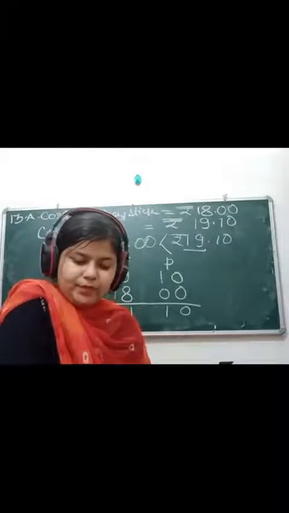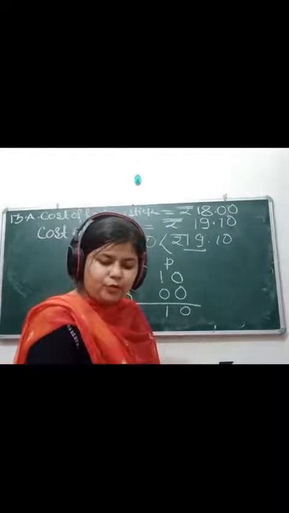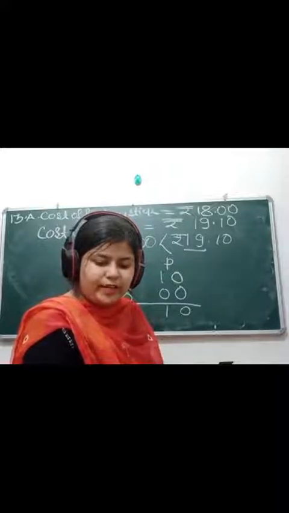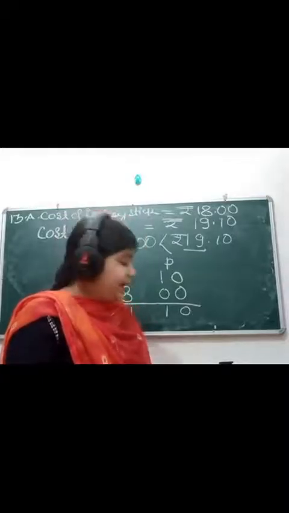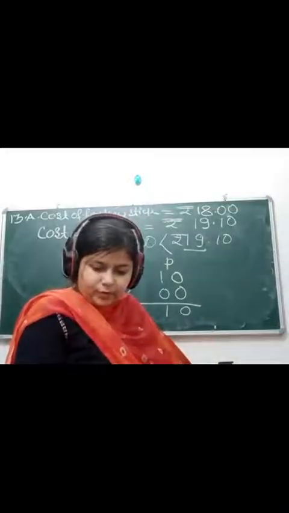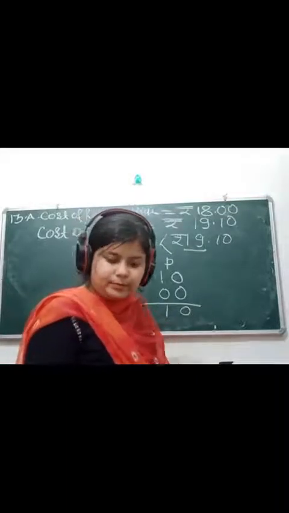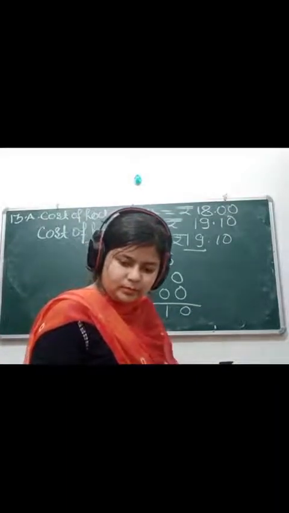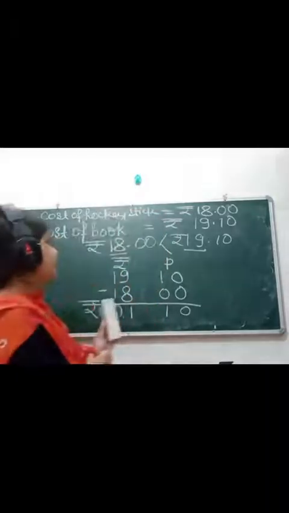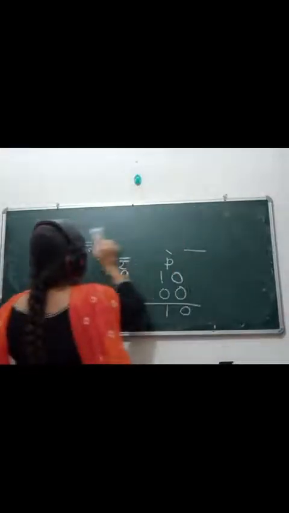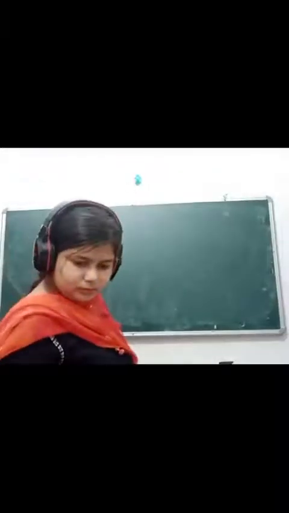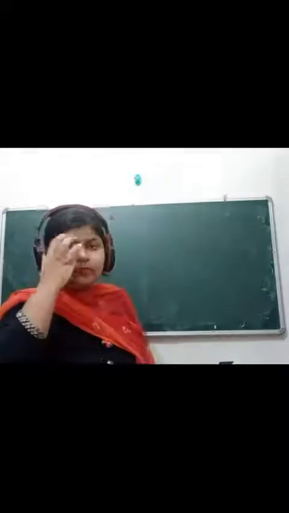Moving toward question number 14. Now in question number 14 what we have to do? Make a separate bill for each of the following and find the total cost. For each of the following we have to make a separate bill, and we have to find the total amount. So let us make.